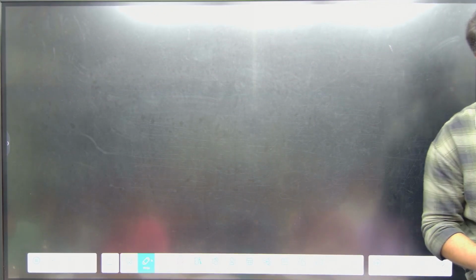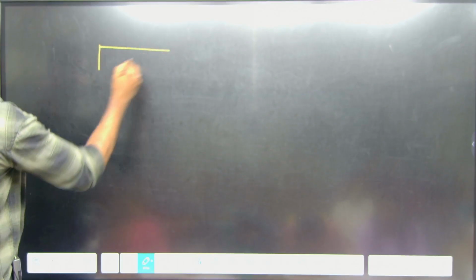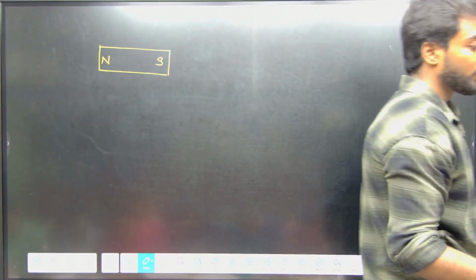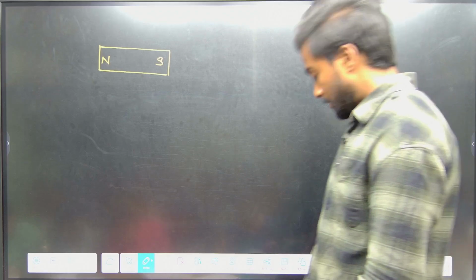Right, on the first point, the force of attraction will be more near the poles. So how many poles are there for a magnet? North pole and south pole. Right, on the next point: a magnet has two poles, one is north and the other is south.